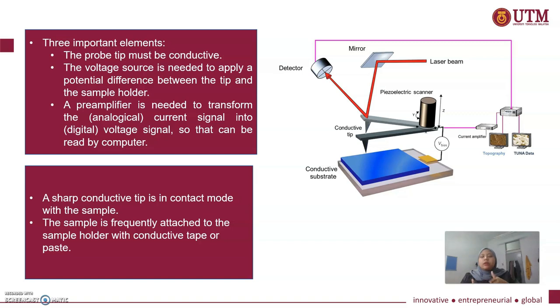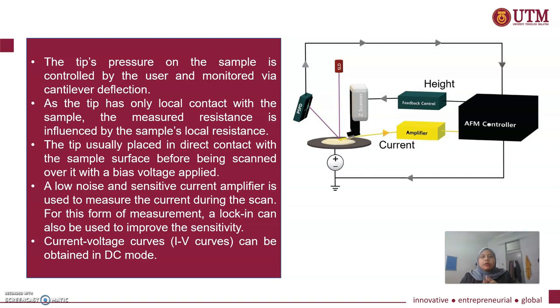The sample is frequently attached to the sample holder with conductive tape or paste. The tip pressure on the sample is controlled by the user and monitored via cantilever deflection. As the tip has only local contact with the sample, the measured resistance is influenced by the sample's local resistance.